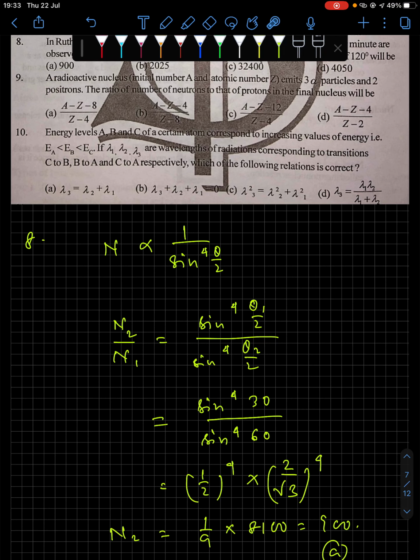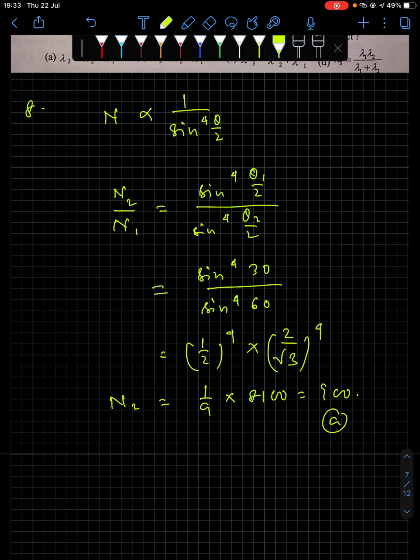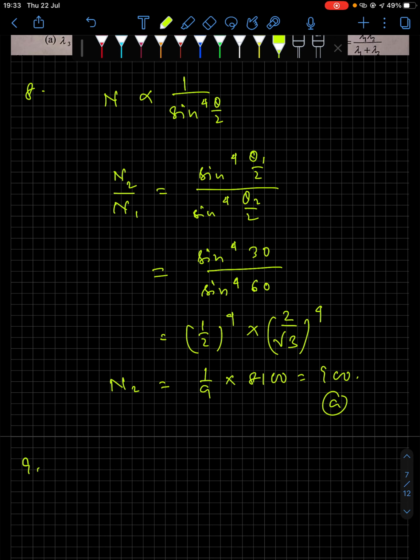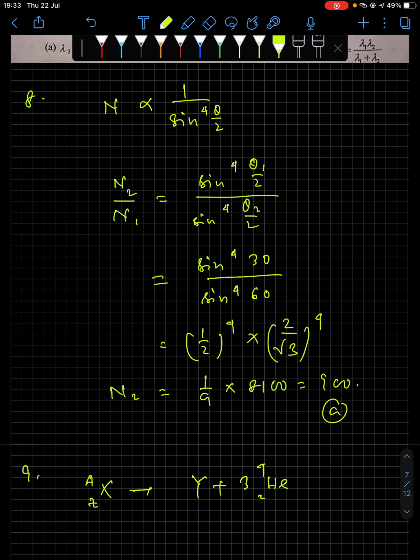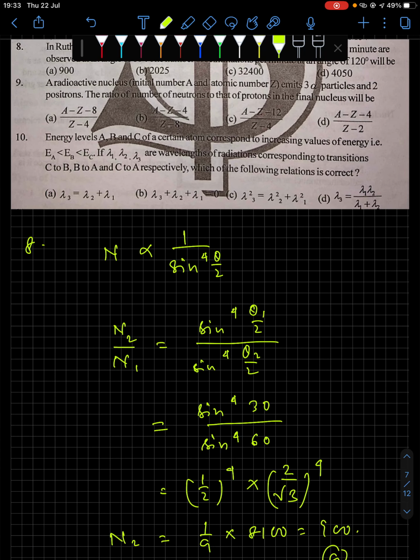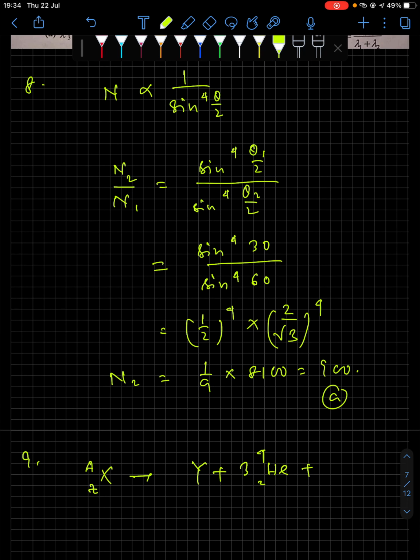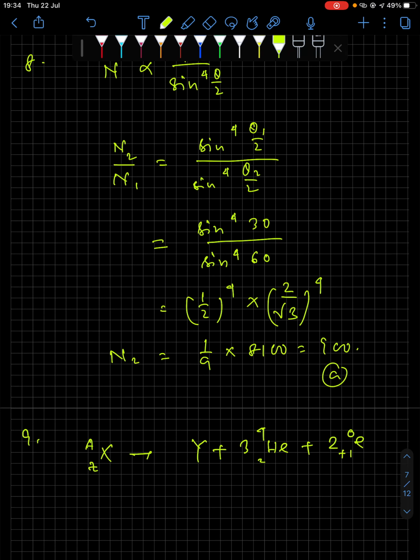Going to the next question. Radioactive nucleus having initial mass number A and atomic number Z, emits 3 alpha and 2 positrons. Ratio of number of neutron to that of proton will be what in the daughter nucleus? So your equation is like Z X A is the nucleus. This is giving you Y, and along with that 3 alpha is released. So alpha is He 2 4, right? And 2 positrons. Is the question saying positrons? Yes. Positron is +1 0.